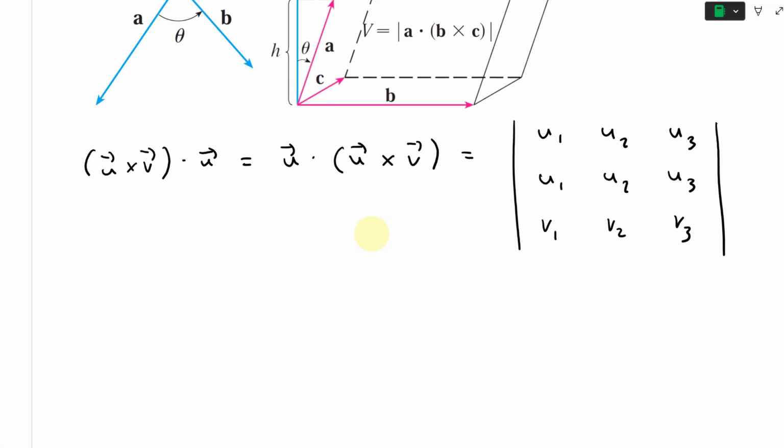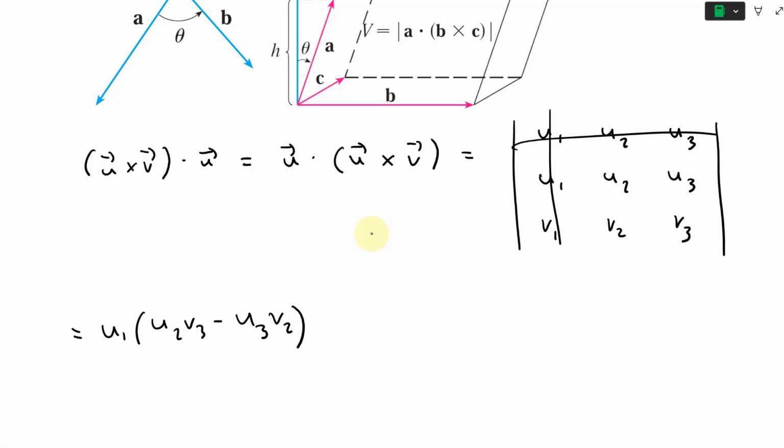And now what we could do is this equals, again the same setup. I'll just make it like this. So we have u1 times, and now we cross this out, and this, the same thing: u2 times v3 minus u3 times v2. Now subtract by, and instead of the ijk, we do the other setup.